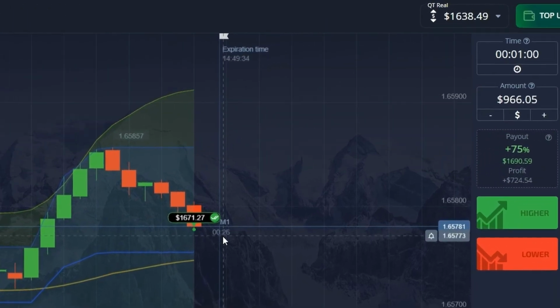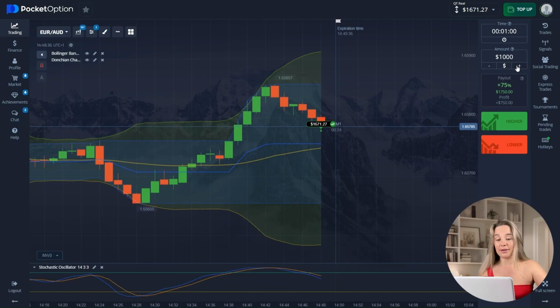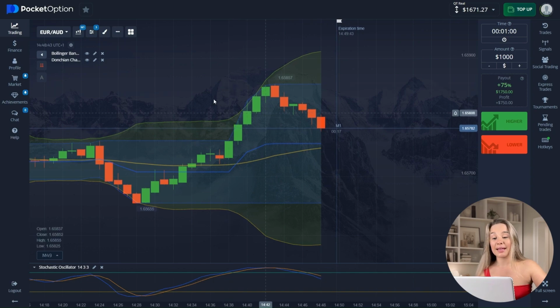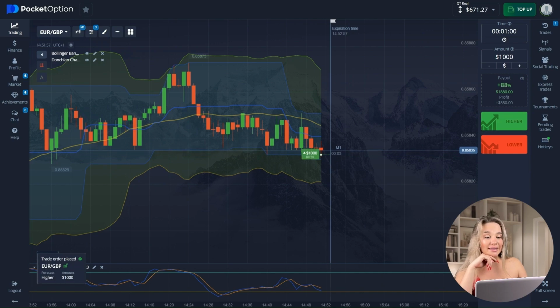And by the way, the chart is confidently going down in the end, so there is profit, and it's $1,671 on the balance, and we continue. Opened a deal for an increase in the exchange rate of the euro-British pound currency pair.